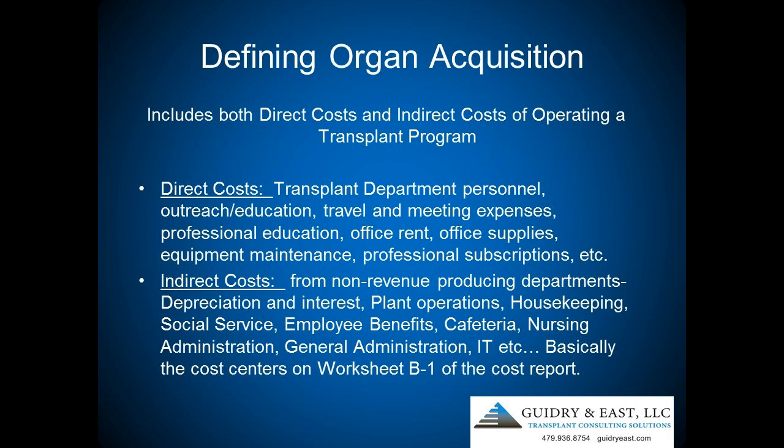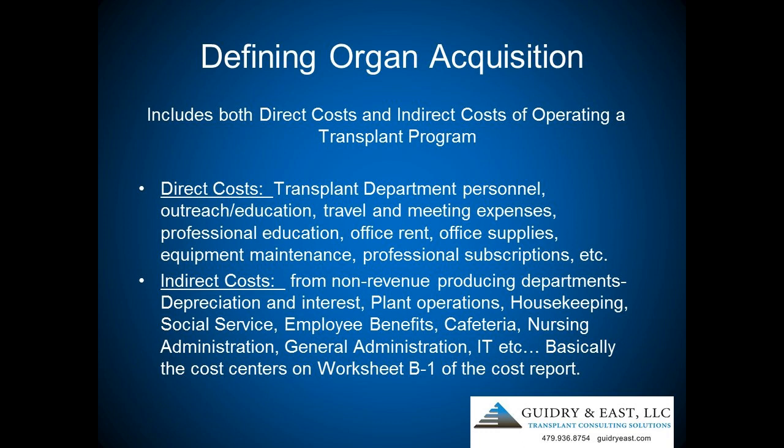So now, we've been talking about patient-related costs, those patients that are going through the pre-transplant evaluation process and during the maintenance period. And now we need to add to those additional direct and indirect costs of operating the transplant program. So included also in organ acquisition, we have direct costs of the transplant department personnel, those that are out there doing outreach and education, any costs related to travel and meeting expenses for those personnel, professional education, office rent, office supplies, equipment maintenance, professional subscriptions, you name it, anything that has to do with operating a transplant program.